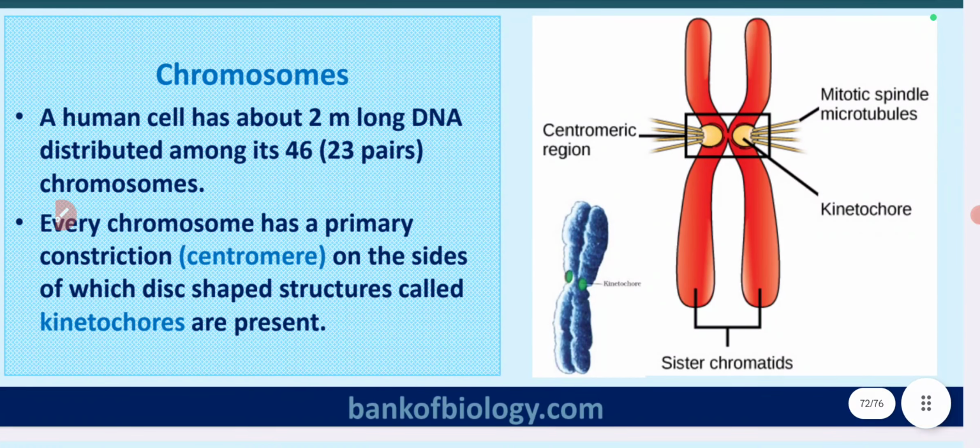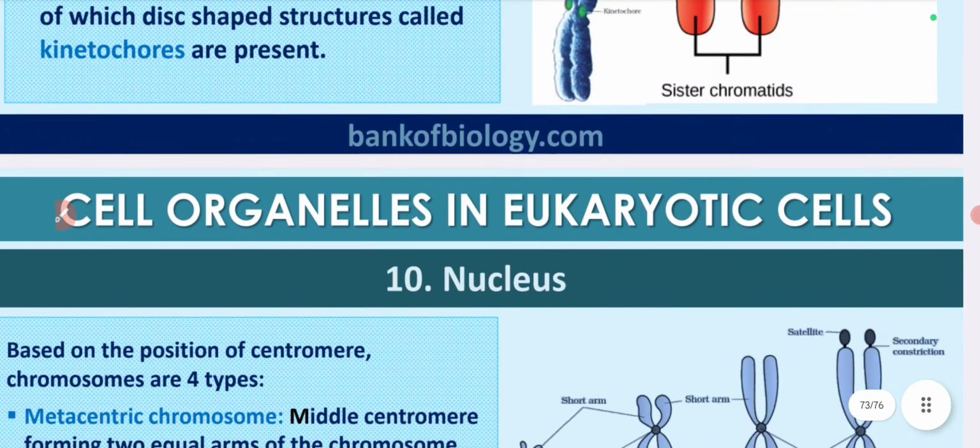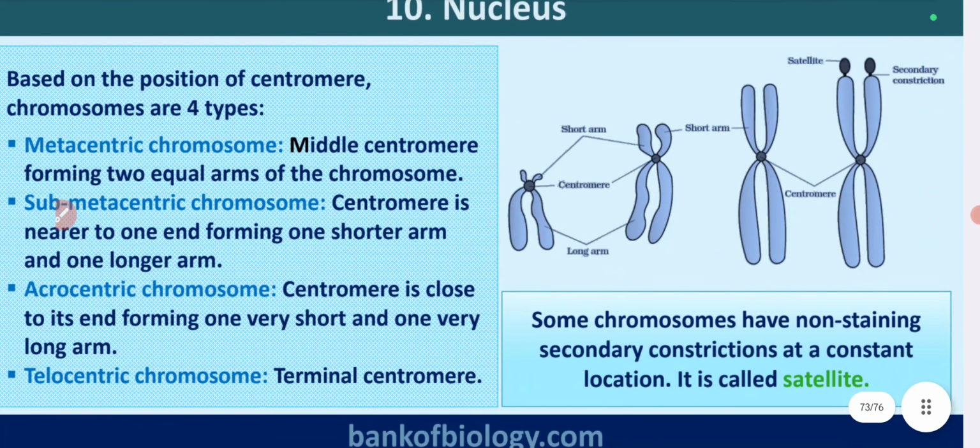Chromosomes. A human cell has about 2-meter-long DNA distributed among its 46, or 23 pairs of, chromosomes. Every chromosome has a primary constriction, the centromere, on the sides of which disc-shaped structures called kinetochores are present. Based on the position of the centromere, chromosomes are of four types. Metacentric chromosome: a middle centromere forms two equal arms of the chromosome. The first one is the metacentric.